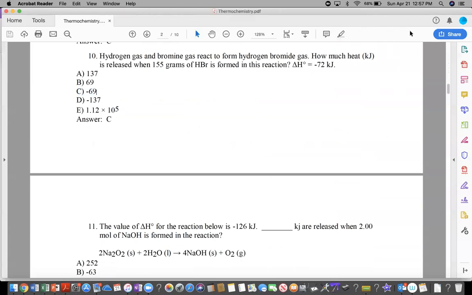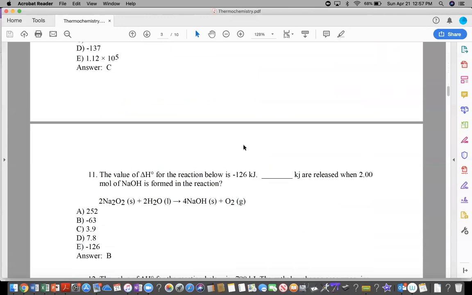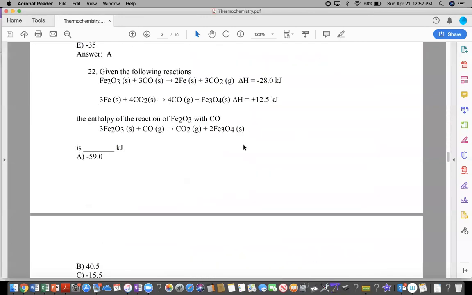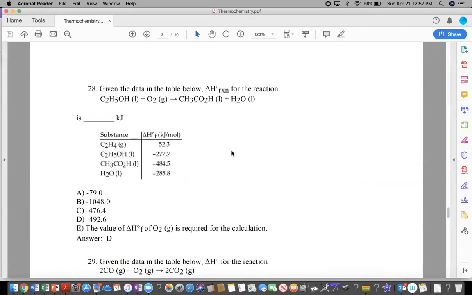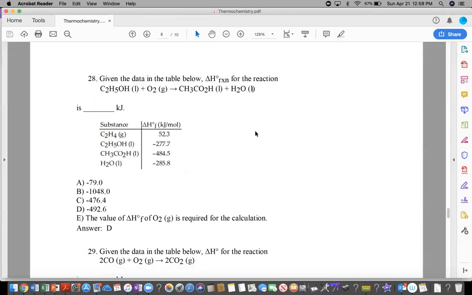Can we do one on the same worksheet? It's number 28. Number 28. All right, so number 28. You're given, right, so this is a third kind of question. If I can copy this. Let me see if I can just write here.